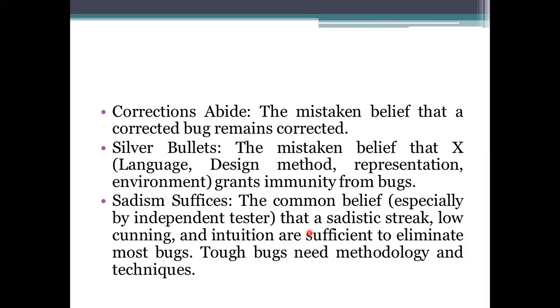And coming to the next one, silver bullets. Here one bug will act as a silver bullet. Why? If this bug has been removed, it makes the other bugs be revealed. Apart from that revealing part, it is giving some immunity to other bugs to hide.